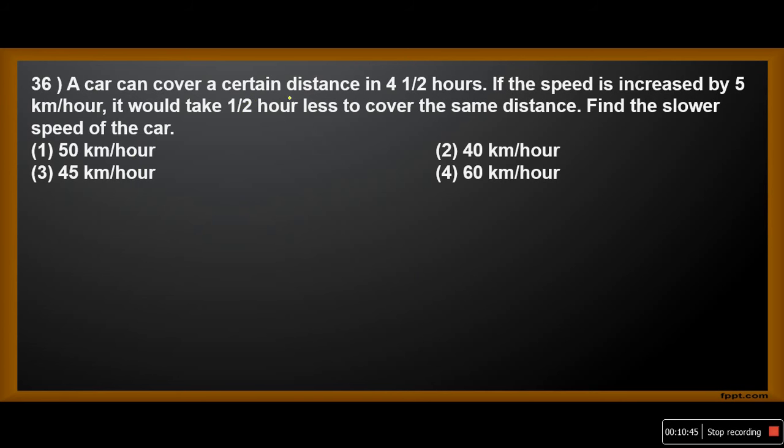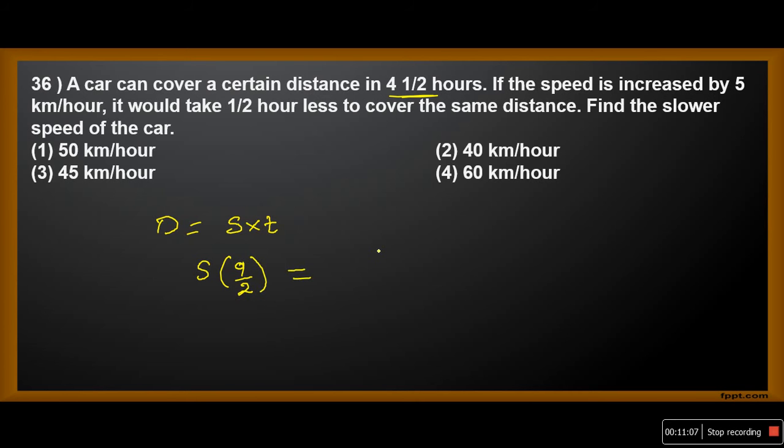A car can cover a certain distance in 4.5 hours. If the speed is increased by 5 km per hour, it would take half an hour less to cover the same distance. So distance is equal to, what is the formula? Speed into time. We don't know the initial speed. Let the original speed be s. What is the time taken? 4.5 hours. That is nothing but 9 by 2 hours.